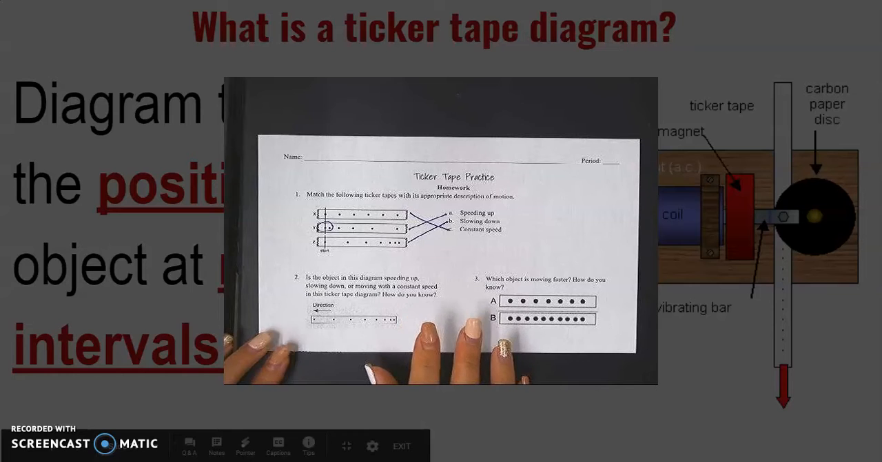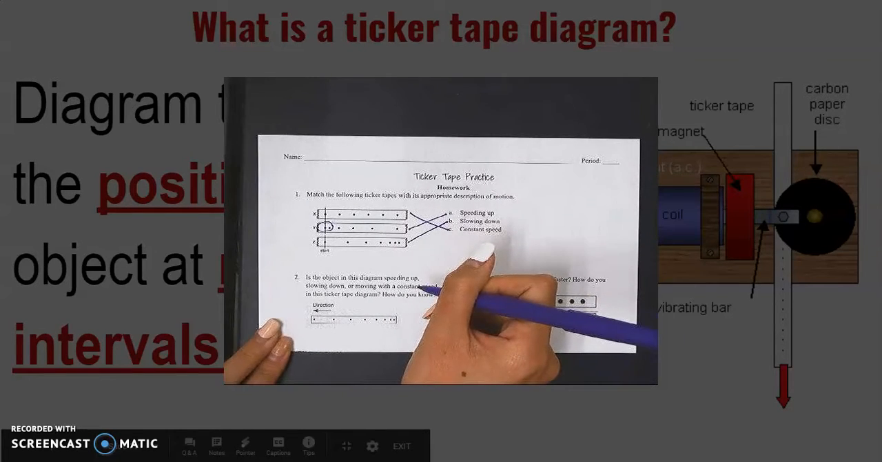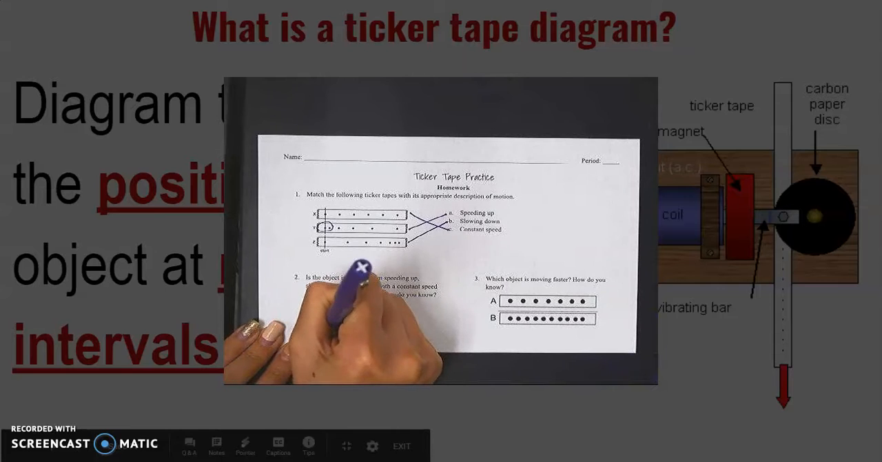In number 2, the question is: is this object in the diagram speeding up, slowing down, or moving with a constant speed? So the first thing you need to notice is the direction. This object is actually moving from right to left. So if we read it from right to left, we notice the dots start off pretty close together. So again, not covering much distance in that time interval. And as time passes by, it's covering more and more distance per time interval. In other words, it's getting faster and faster. So in this case, this object is speeding up.